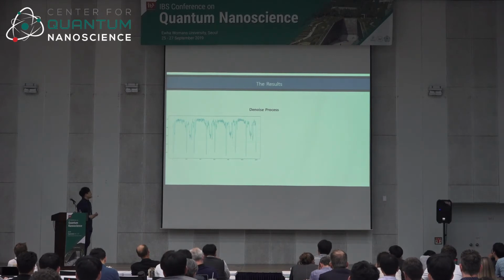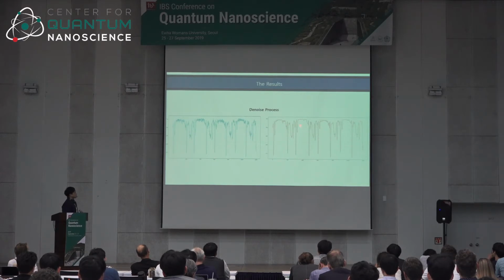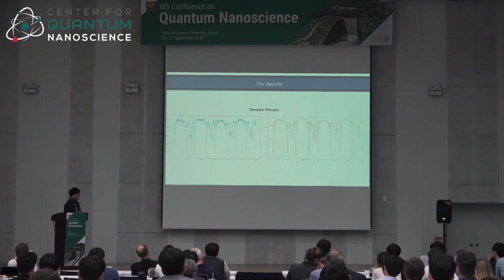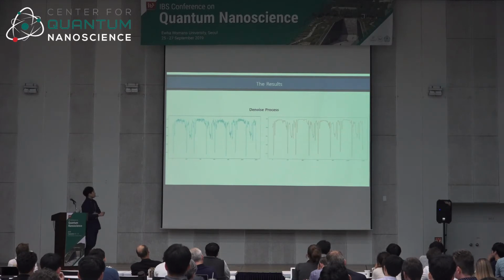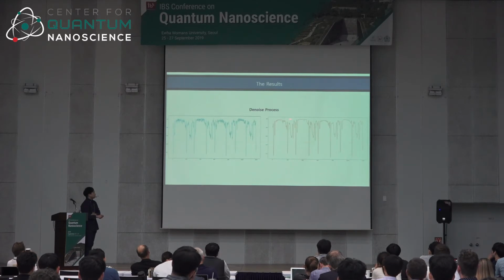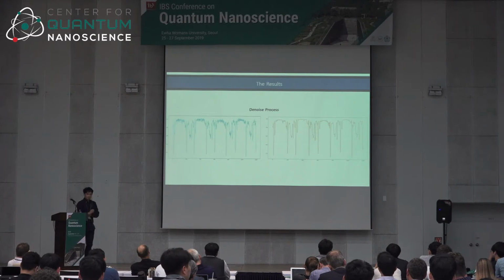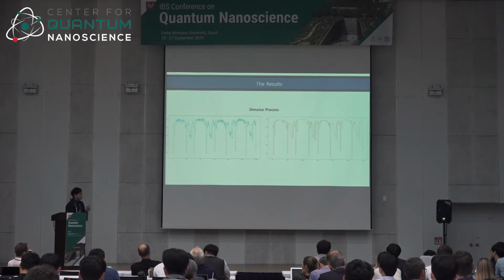The denoise process: this is the real experiment data, and after the denoise process, it goes to this one. So you can see the noise here is almost gone. But you might wonder about the accuracy. The accuracy of the very small peaks is not that good, but the higher peaks are quite well matched with the pure data.